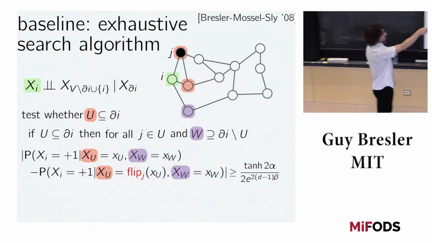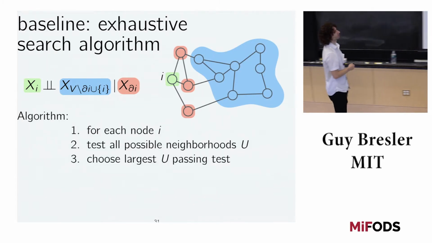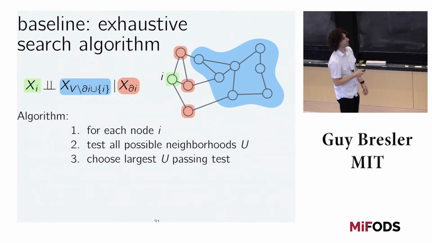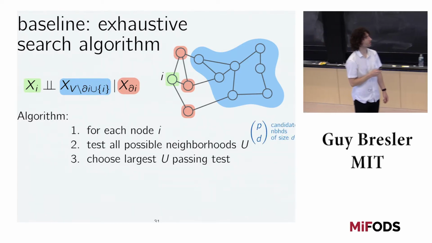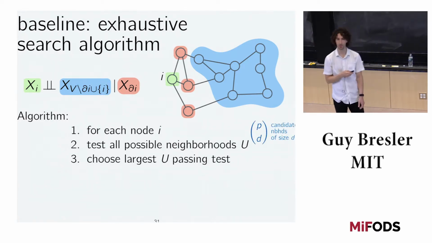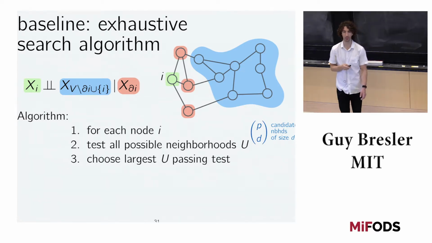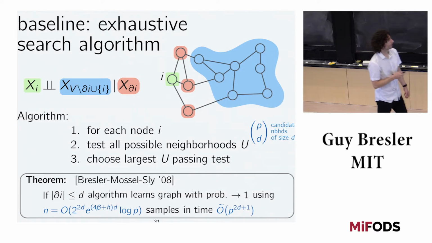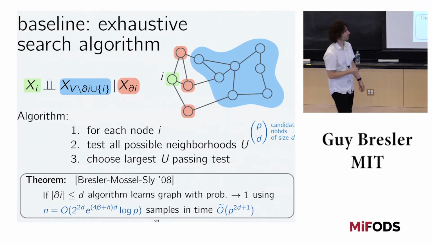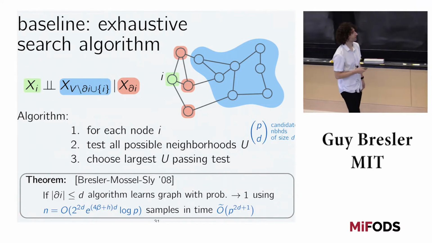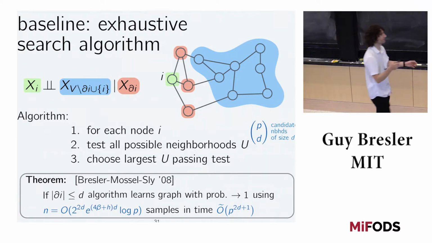Okay, so if U is a subset, passes the test, what's the algorithm? Well, for each node, test all the possible neighborhoods, and choose the largest U passing the test. This takes time p choose d. You've done this for every neighborhood. And the theorem says that this works. And that's great.